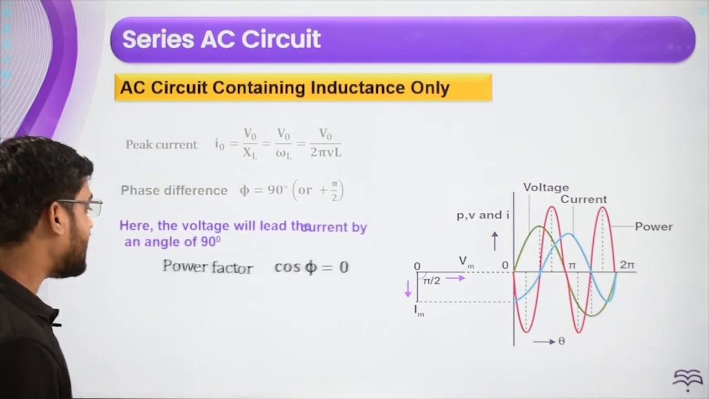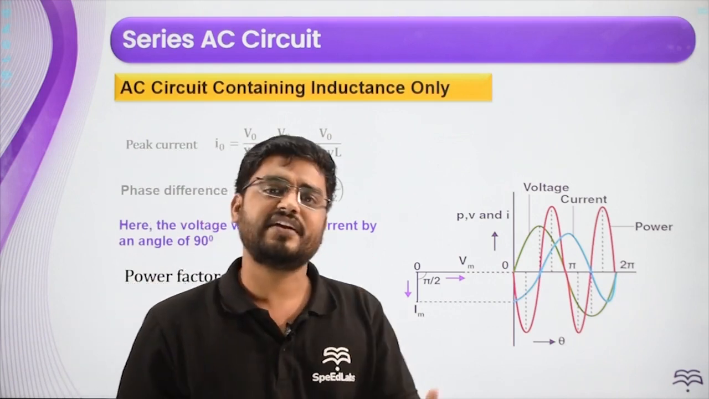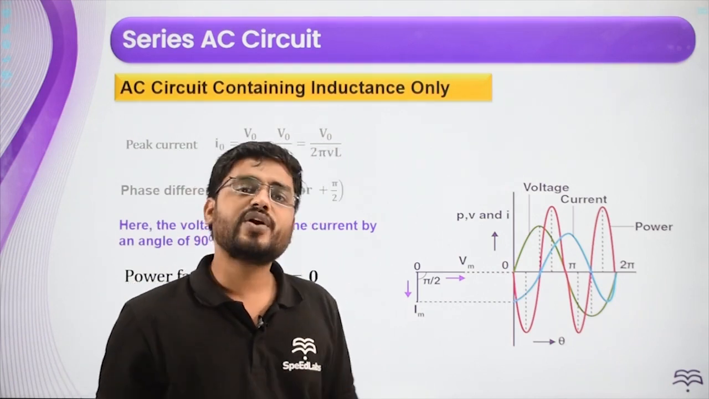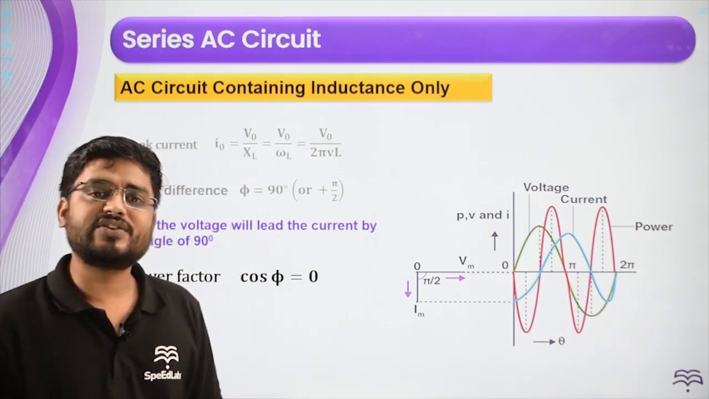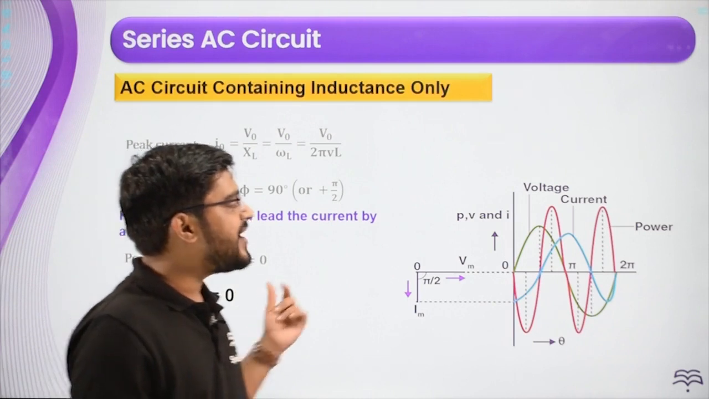Now, last is power factor. Power factor is cos phi. Phi is basically plus 90 or minus 90, whatever you write, cos phi is going to be 0. So if power factor is 0, then power itself is also going to be 0. So average power used by an inductor is 0.